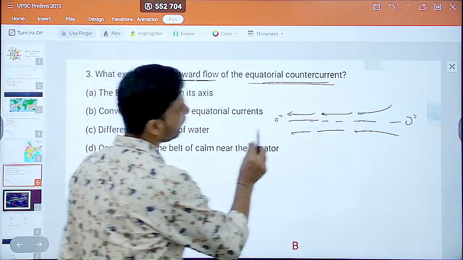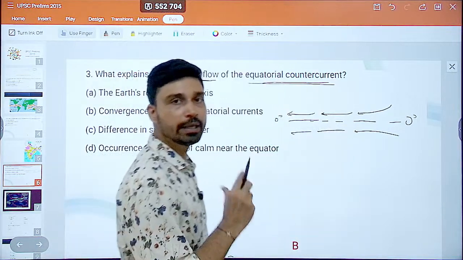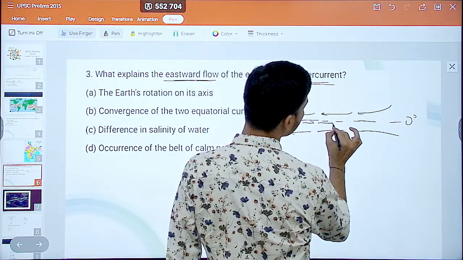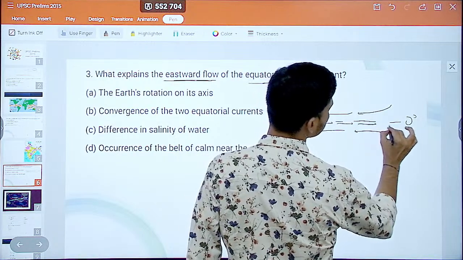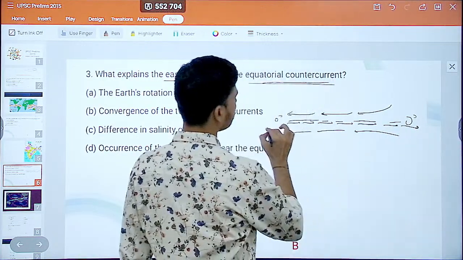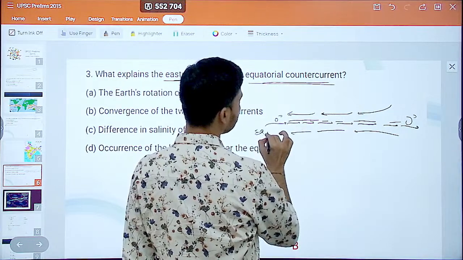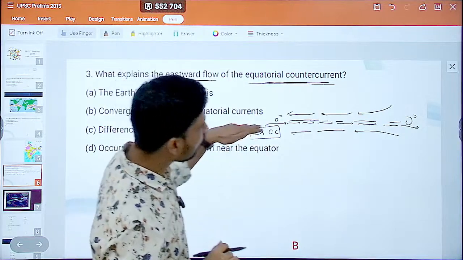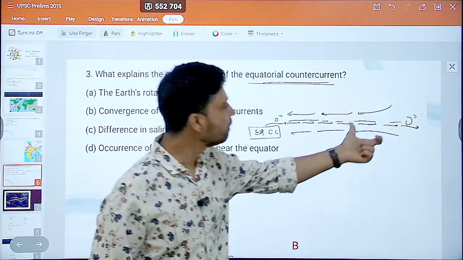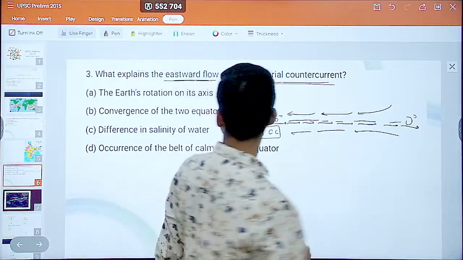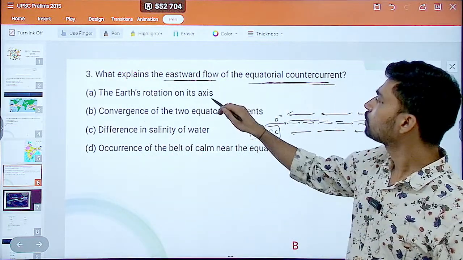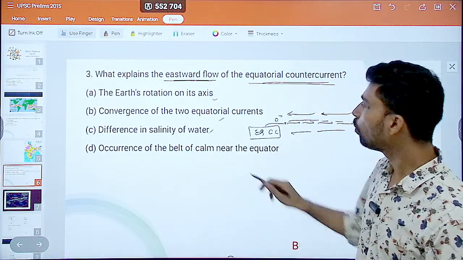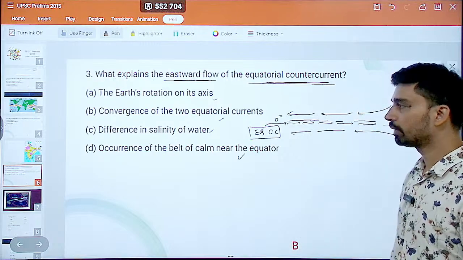However, in between these equatorial currents, near the equator, a small counter current flows in the opposite direction, like this. This counter current is what is called the equatorial counter current. So, why is this counter current flowing from west to east if the major currents are flowing from east to west? Four options are given: the Earth's rotation on its axis, convergence of two equatorial currents, difference in the salinity of water, and occurrence of the belt of calm near the equator.